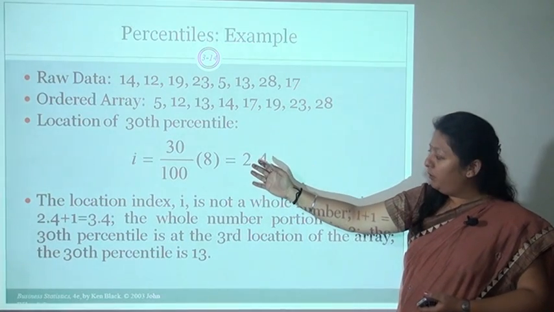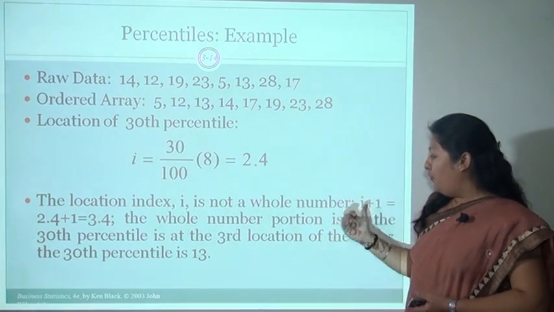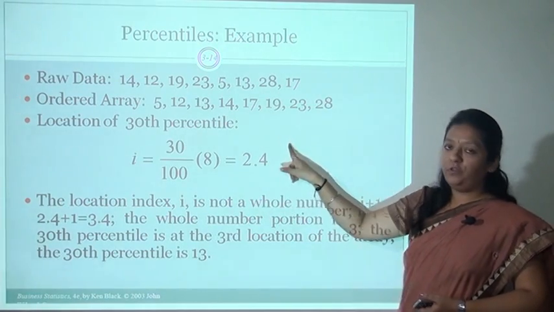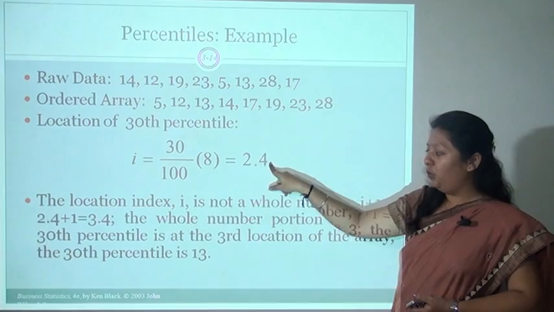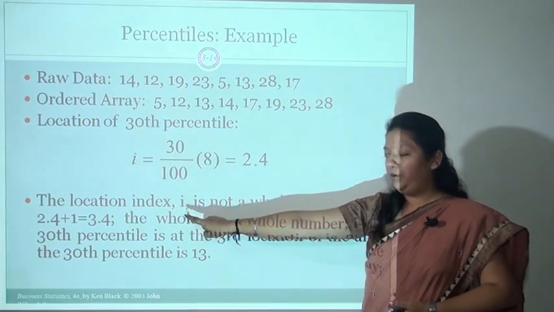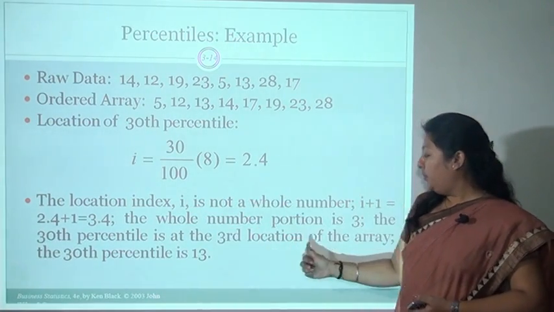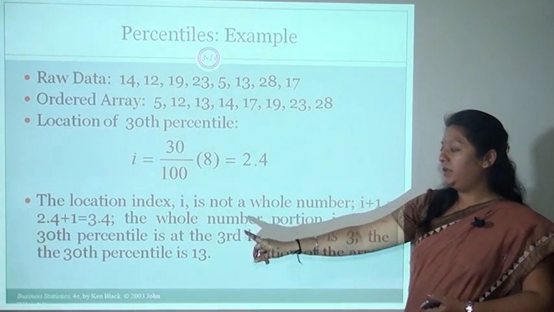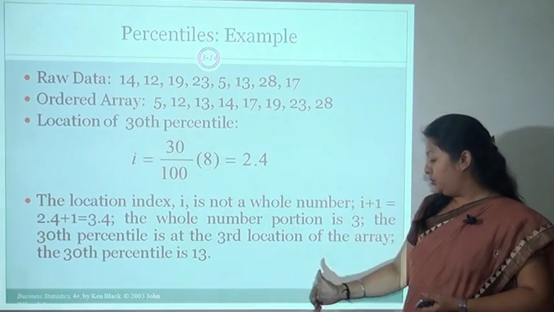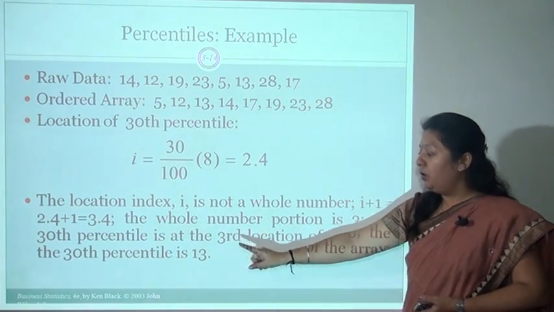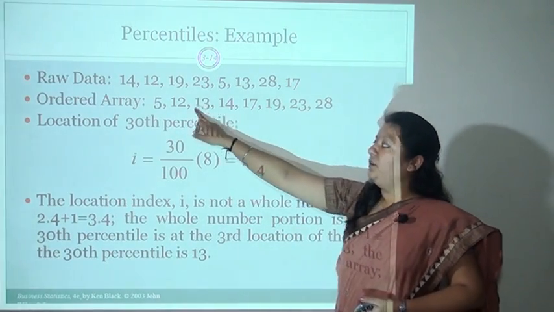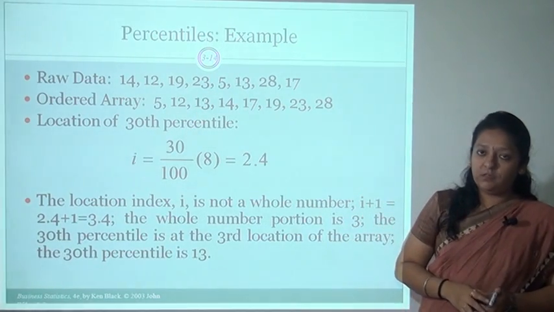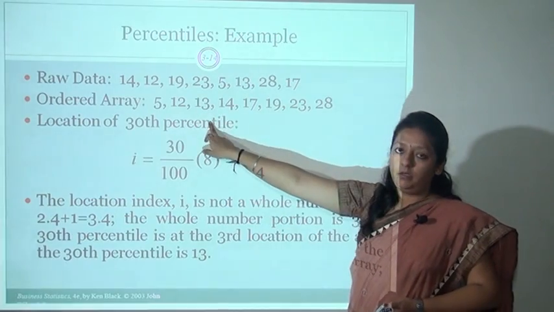Now it is not a whole number, so we'll calculate it by adding 1 to the location of the 30th percentile, that is 2.4 plus 1, that is 3.4. Now the whole number portion is 3, and the 30th percentile is at the third location of the array. So at the third location we have the value 13.